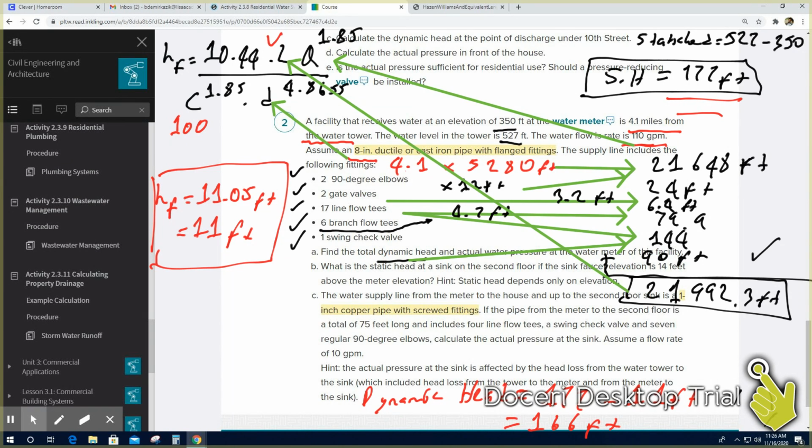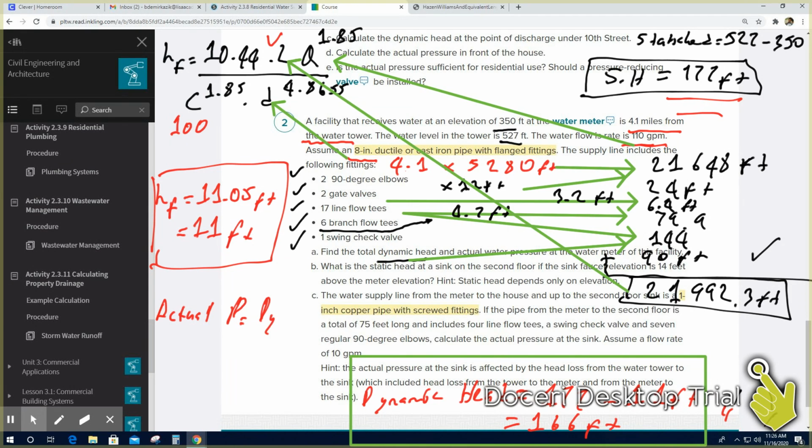Okay, this is your dynamic head calculation. So we need to convert this to pressure to be able to calculate the actual pressure. So actual P equals dynamic head times 1 psi over 2.31 feet. Basically, you are supposed to divide 166 divided by 2.31.